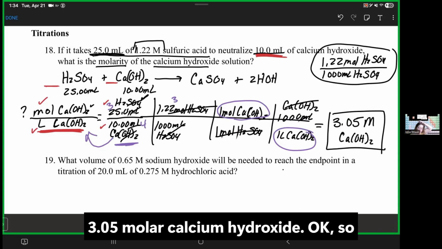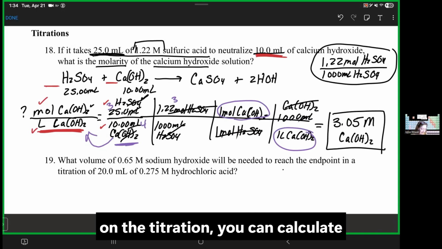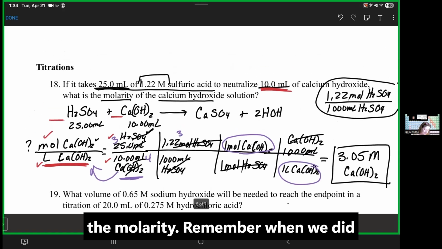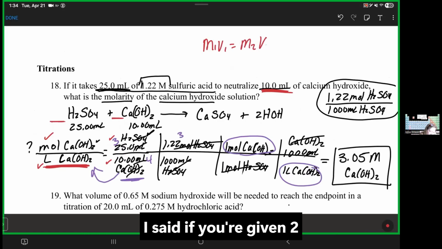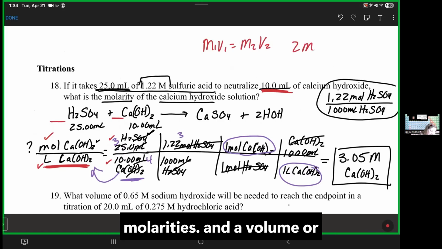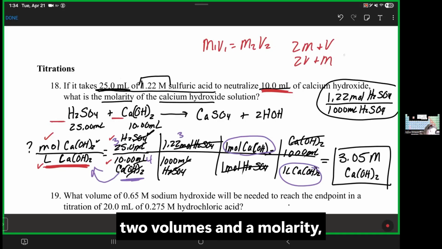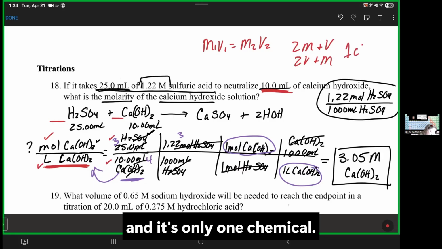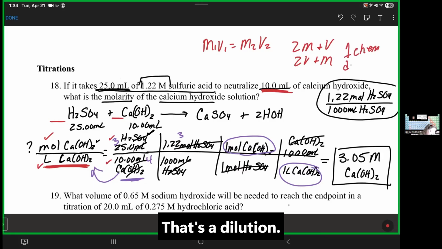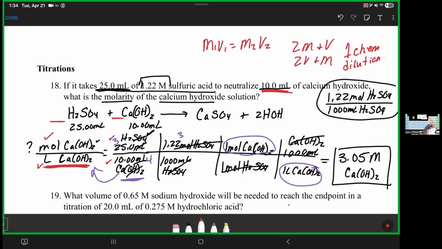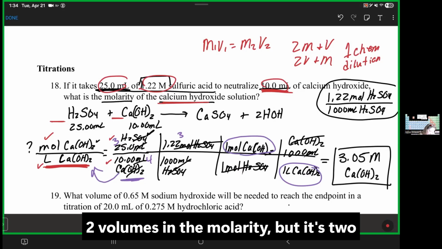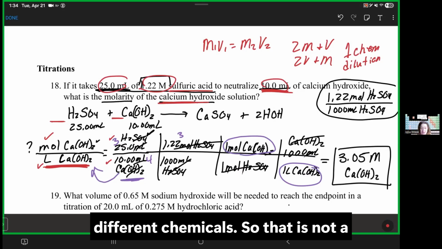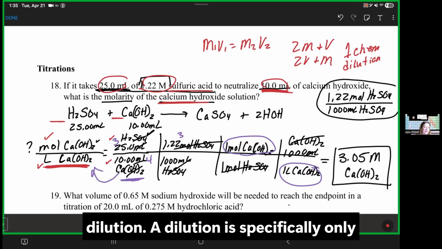Okay, so on a titration, you can calculate the molarity. Remember when we did dilutions and we had M1, V1, M2, V2? And I said if you're given 2 molarities and a volume, or 2 volumes and a molarity, and it's only one chemical, that's a dilution. Okay, so do you see we're given 2 volumes and a molarity, but it's 2 different chemicals. So that is not a dilution. A dilution is specifically only one chemical.